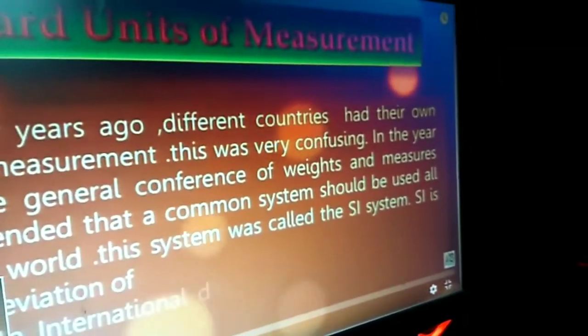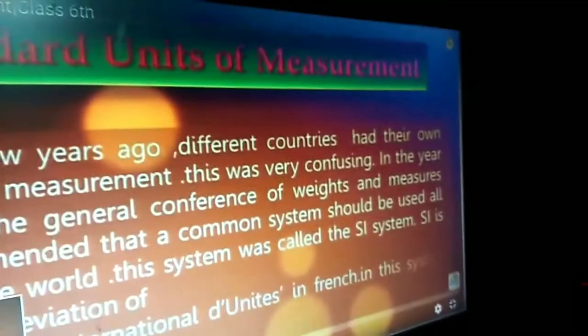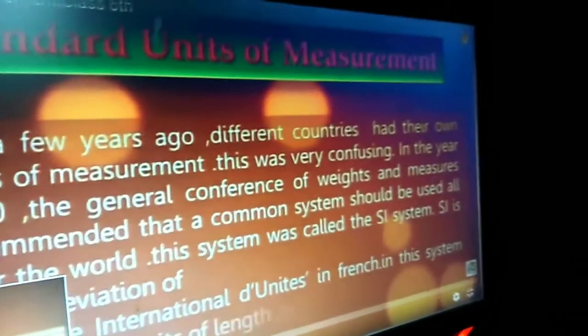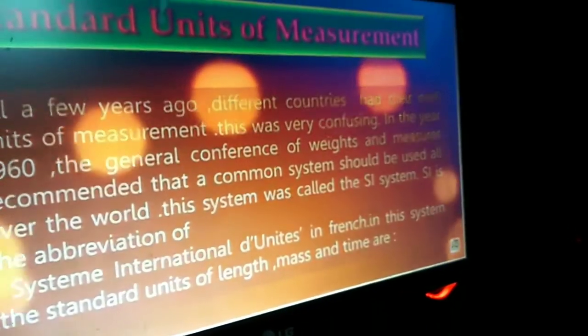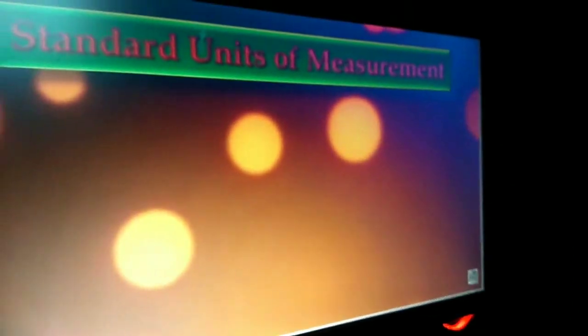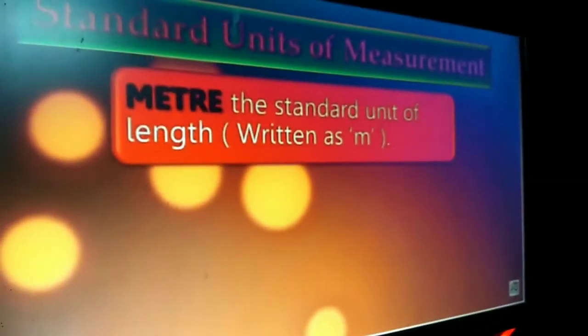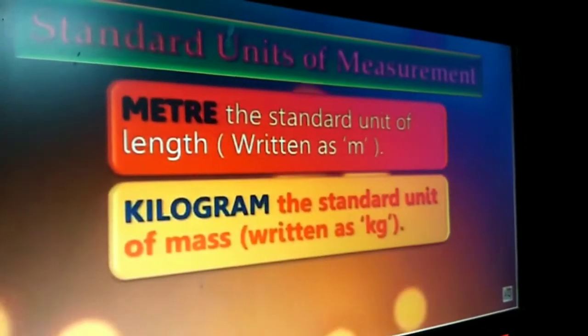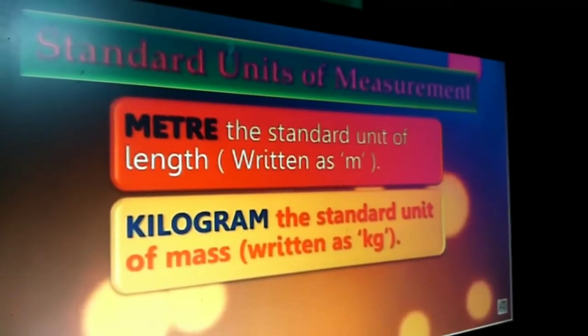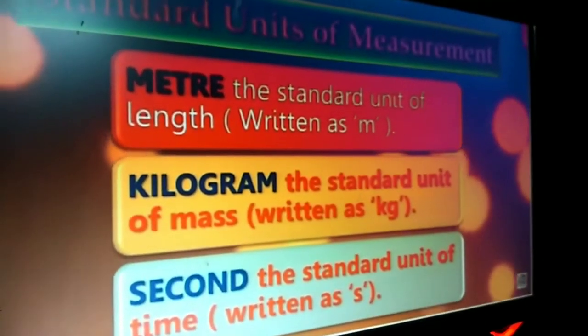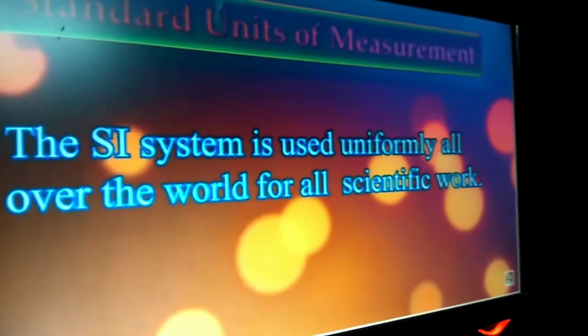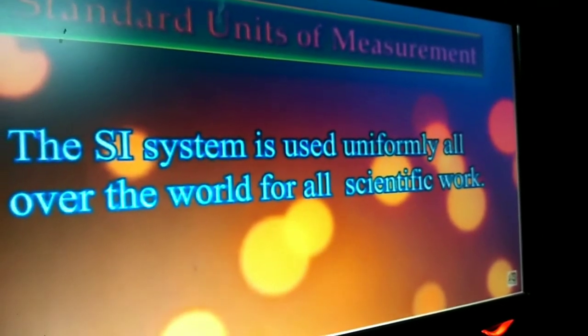SI is the abbreviation of Système International des Unités in French. In this system, the standard units of length, mass and time are: meter, the standard unit of length; kilogram, the standard unit of mass; and second, the standard unit of time. The SI system is used uniformly all over the world for all scientific work.